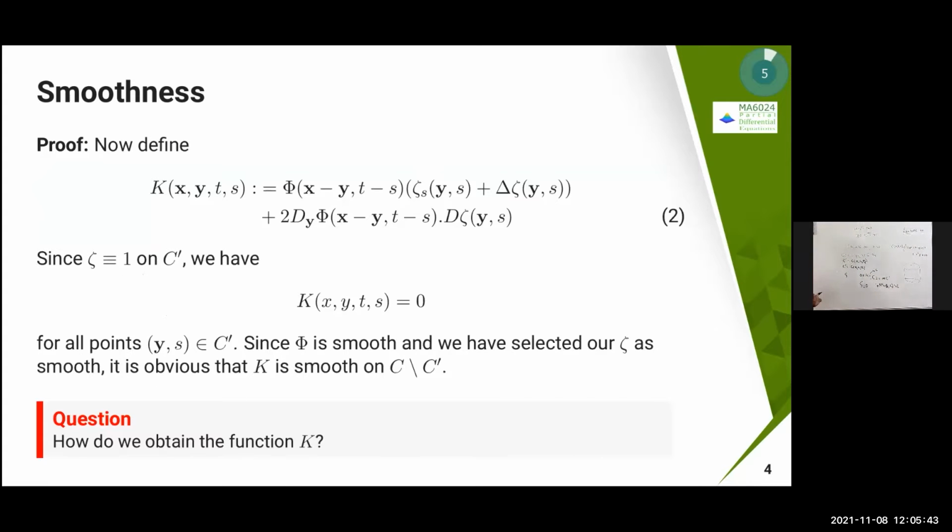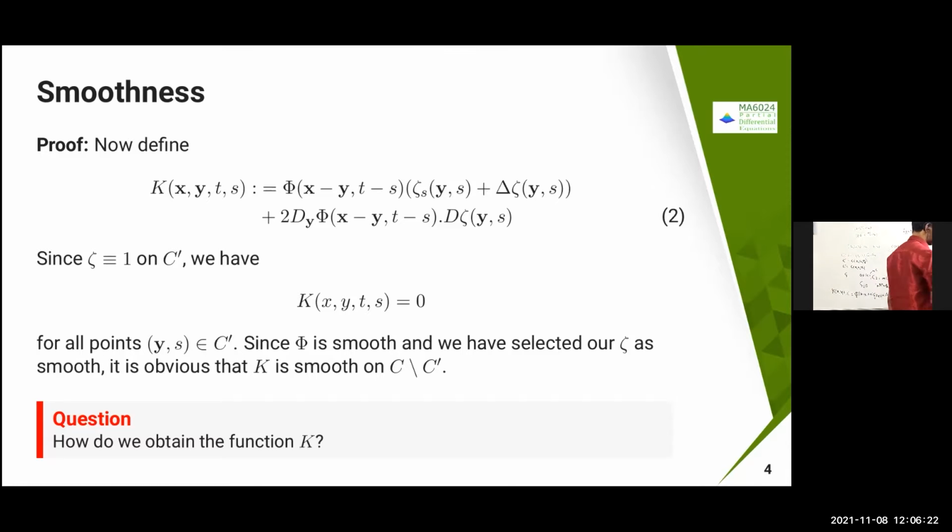Now we are going to define a function called k of x, y, t, s. This is the kernel I'm going to define for this problem, k of x, y, t. That is going to be defined as phi of (x minus y, t minus s) into chi_s of (y, s), minus plus delta_y delta psi into (y, s), plus 2 into d_y phi of (x minus y, t minus s) dot d psi (y, s).